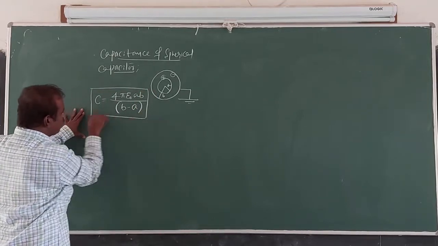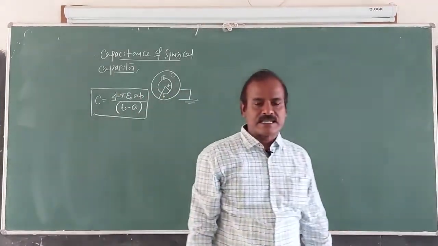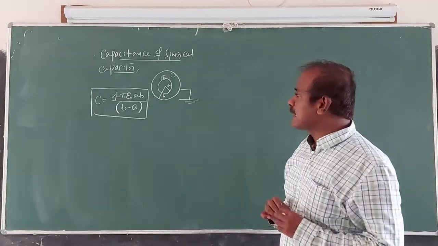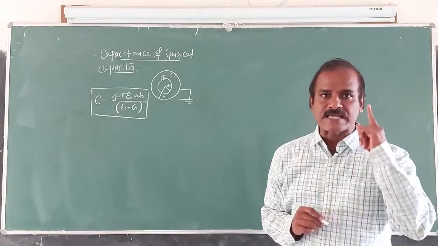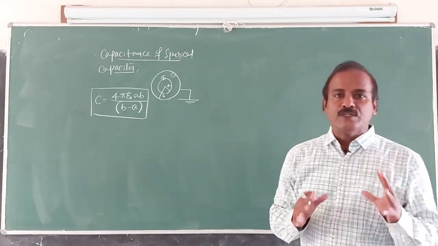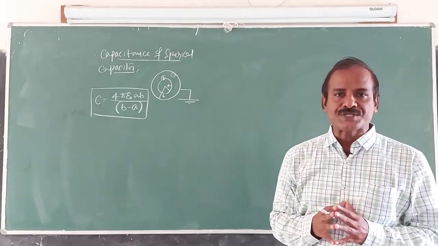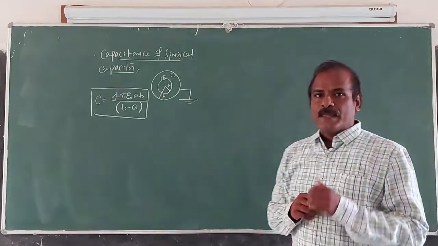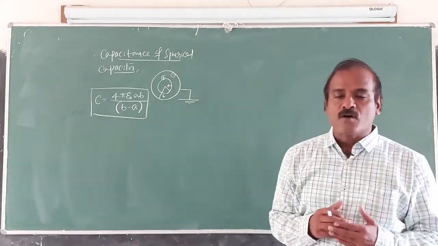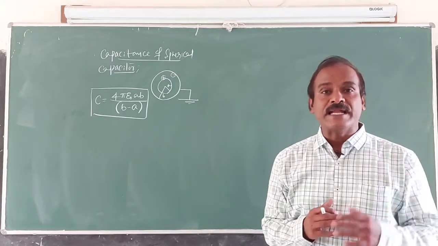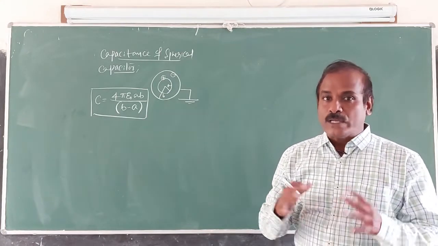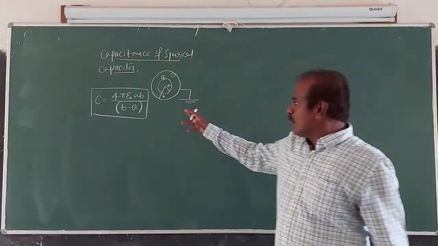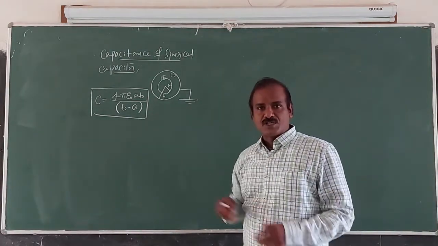This is the formula we derived in the last class. What is this formula? Capacitance of a spherical capacitor. You know what is a capacitor? A device used to store electric charges and hence electrical energy. Earlier we derived the formula for capacitance of a parallel plate capacitor, and we looked at the different cases of the parallel plate capacitor, and also we derived this formula in the last class.